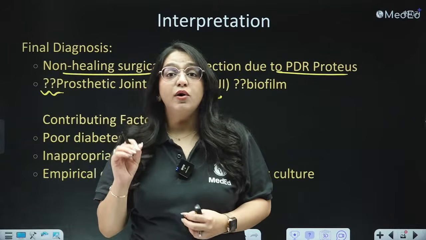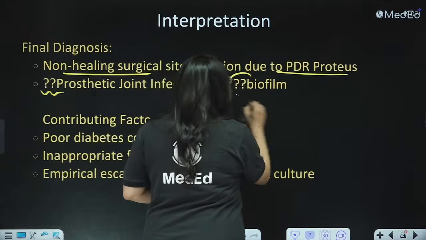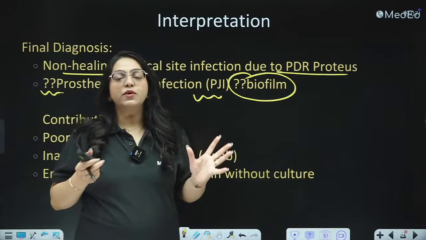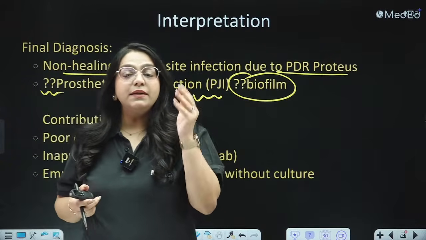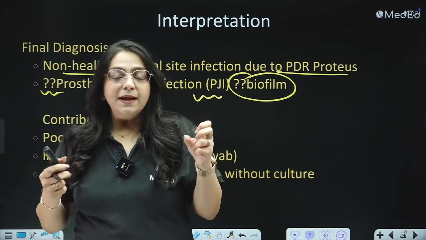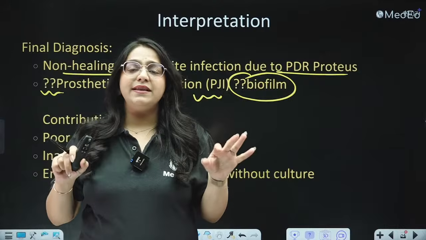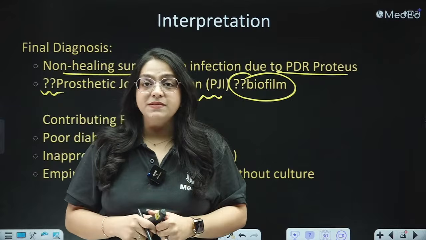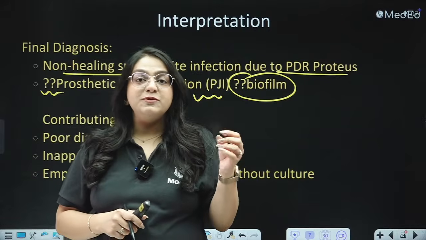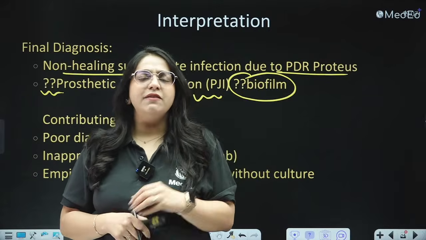Also very, very importantly, was there a biofilm formed on the prosthetic joint? That is what is important here. That is what is of concern. You know that biofilms can be formed on any surface, and these bacteria, almost all enterobacterales, have the ability of forming biofilms. So it's not that only Pseudomonas or Klebsiella can form biofilms. Any organism can form a biofilm.